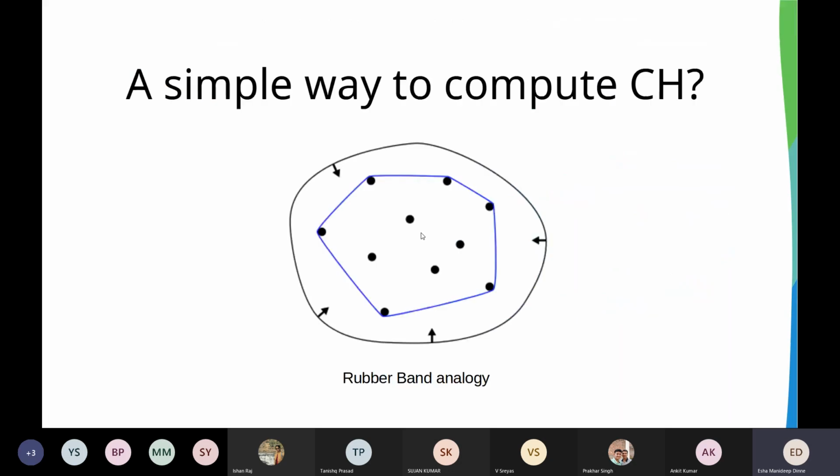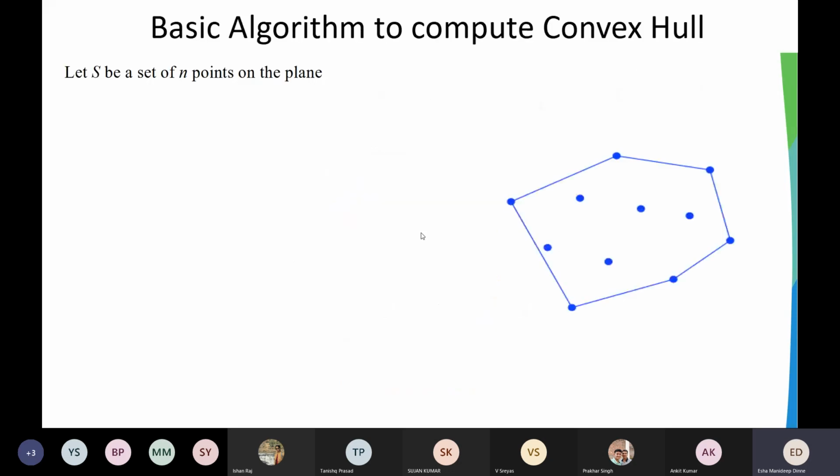So this is a physical way of computing the convex hull. So let's look at an algorithm for how to compute the convex hull. Do you guys know what an algorithm is? I mean, just an idea of what an algorithm is. Yes, it is a step-by-step process to solve any problem, to exactly reach the solution. Cool.